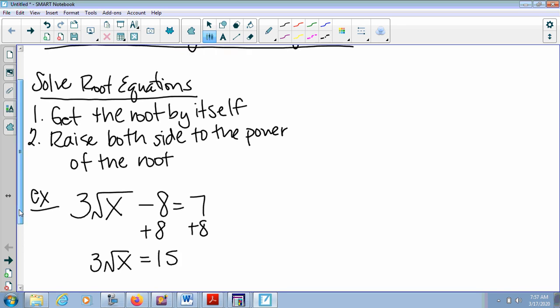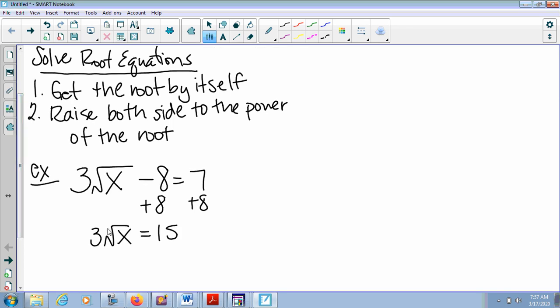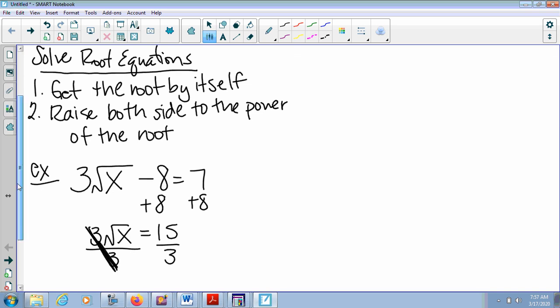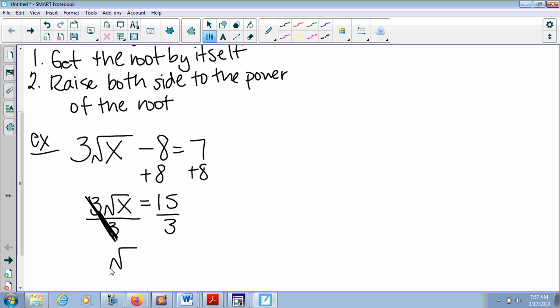And the square root of x is almost by itself. This isn't a cubed root. This is a square root. That's why I make the 3 really, really big. So to get rid of this 3, we're going to divide by 3 on both sides. Those will cancel out, and we have that the square root of x is equal to 5.